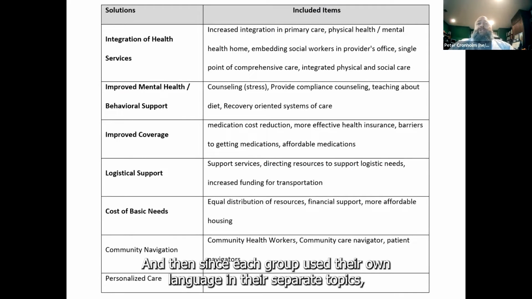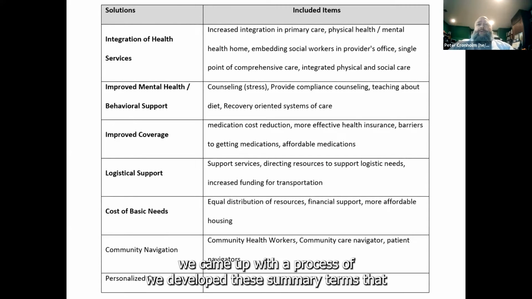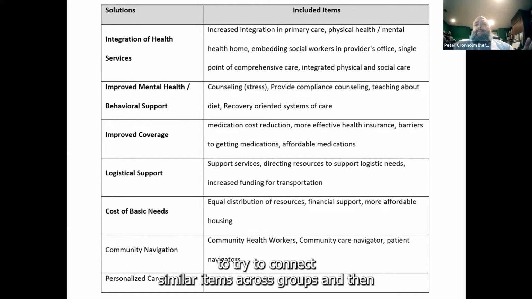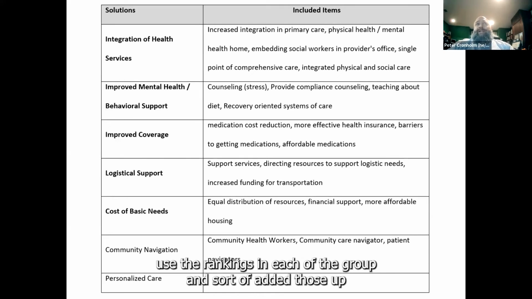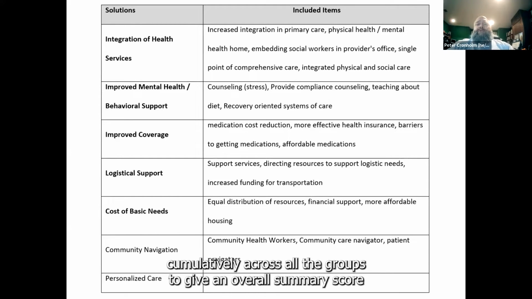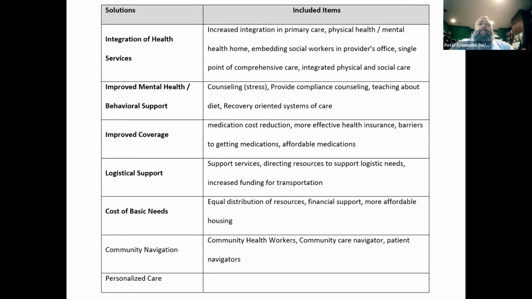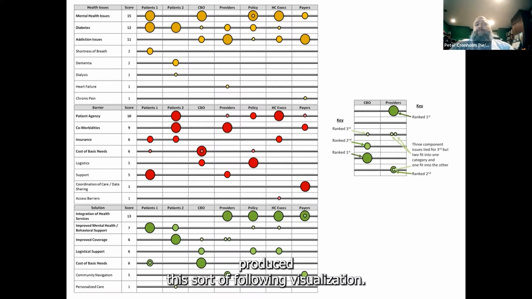And then since each group used their own language and their separate topics, we developed these summary terms to try to connect similar items across groups, and then used the rankings in each of the groups and added those up cumulatively across all the groups to give an overall summary score. And it produced this following visualization.